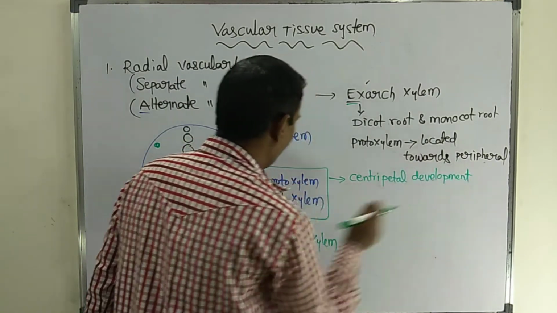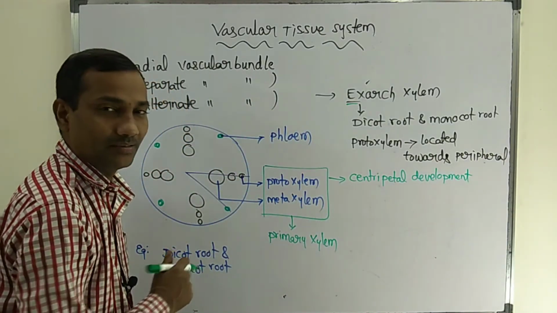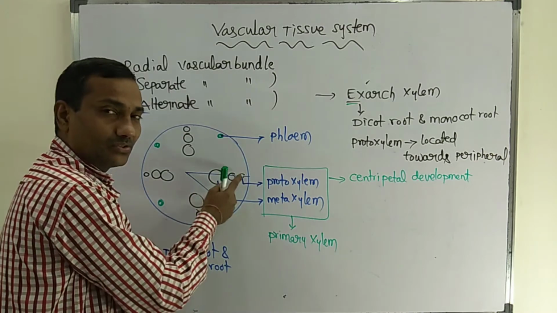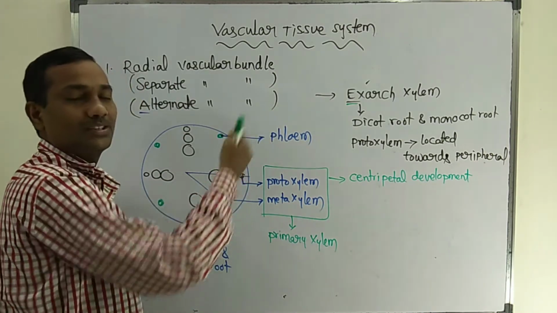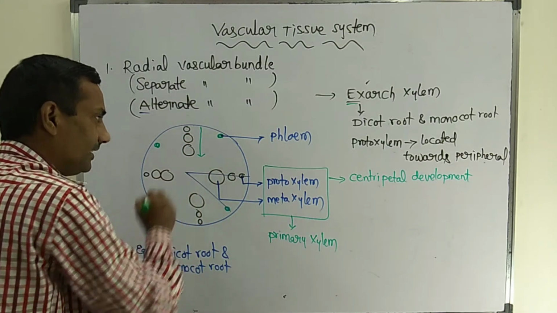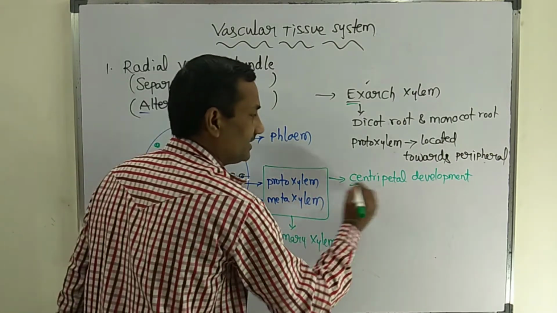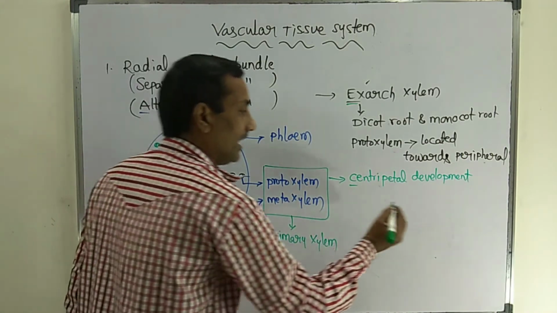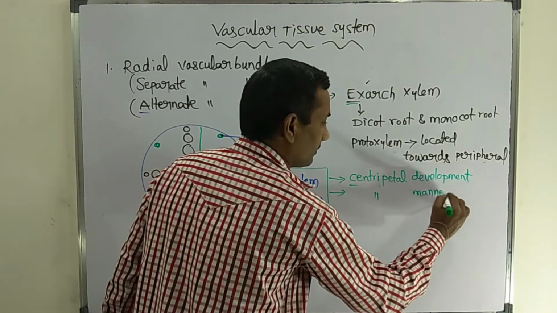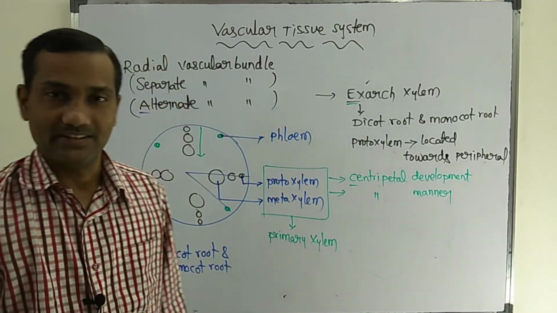Arrangement or development of xylem, that is centripetal manner. Centripetal development means peripheral to center. The first formed protoxylem will be towards the periphery. Like this it develops from peripheral to center. That arrangement is centripetal development. We can call it centripetal manner, that is, xylem is arranged this way.